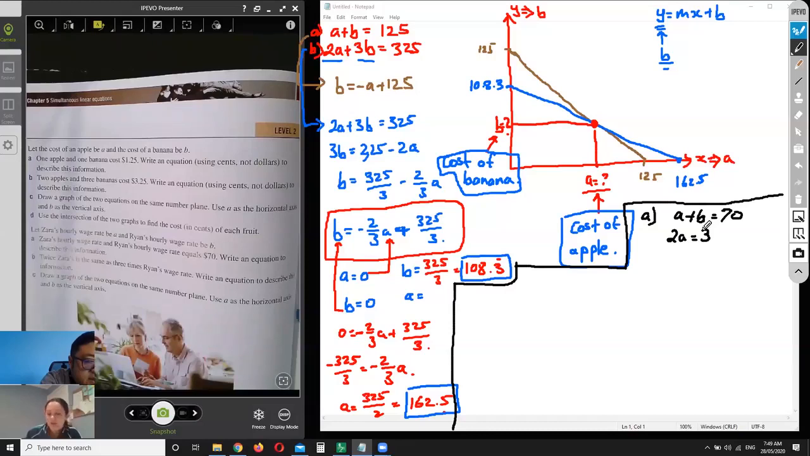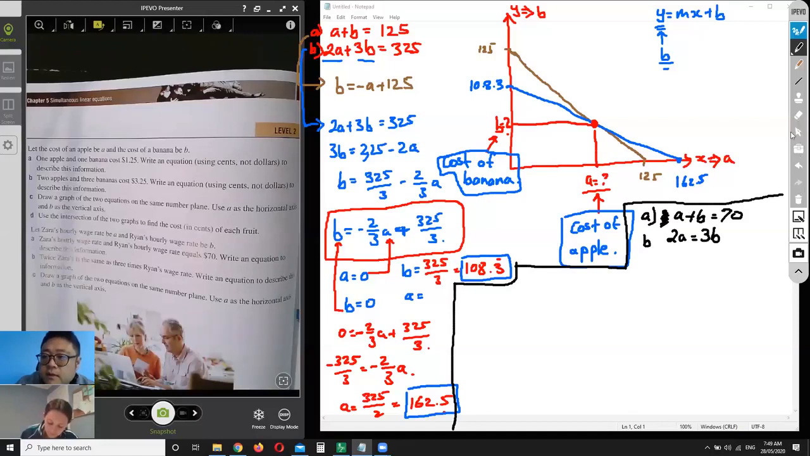So twice what? 2A equals 3. So what letter is Zara's wage rate? A. What letter is Ryan's wage rate? B. Okay, so let's read the question. 2A equals 3B. Yes. Got it? Good. So that's part B, right? Yeah.